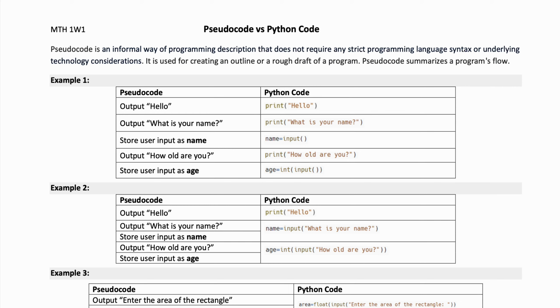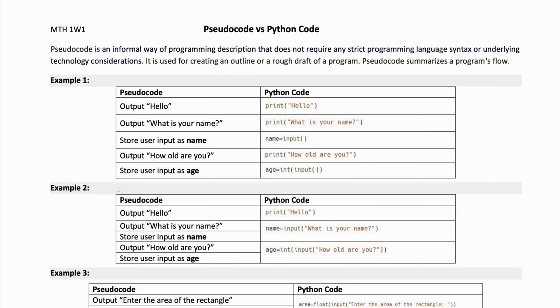So the last thing I want to showcase is pseudocode. Pseudocode is just an informal way of programming. It's more like a description that doesn't require any kind of strict programming language syntax or underlying technology considerations. So it's super useful to create an outline or a rough draft of a program. It really just summarizes the flow of the program.